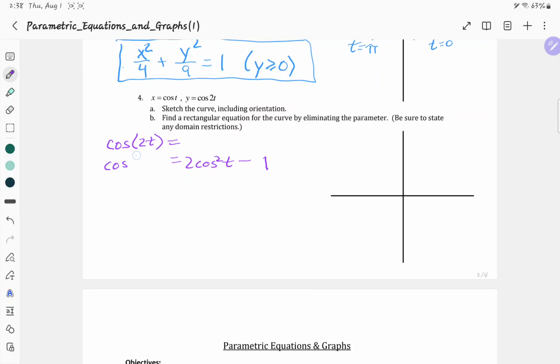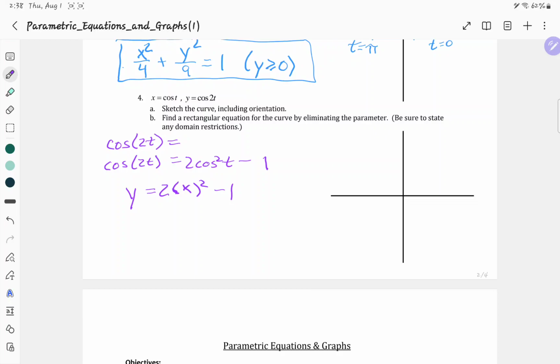And we can go ahead on this one. There's a couple ways you can think about it. You could treat this like that number 3 case we did last time, where cosine 2t is the y, so I can just replace that with y. 2 cosine squared, I can replace that cosine with an x, so 2 times x squared, and then minus 1. So this is that useful identity that we put in.